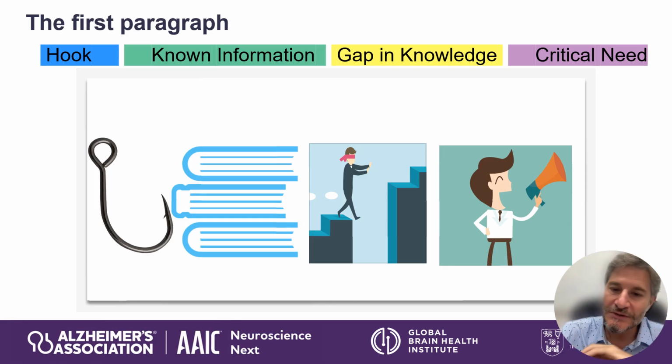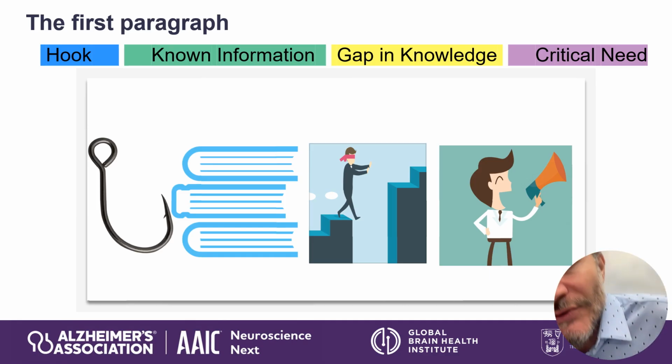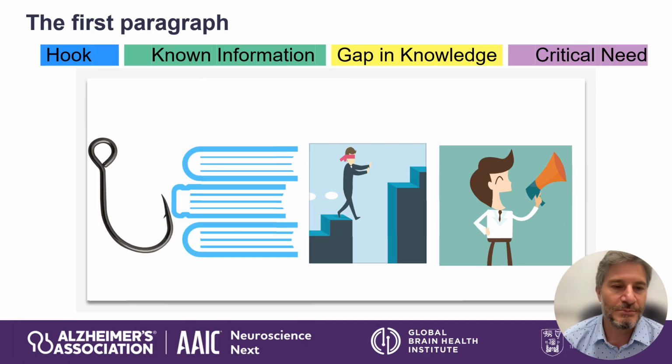These gaps are not the general gaps of the field. They are only the gaps that you are going to address in your aim, in your grant. This is essential. And then you can summarize why this is so important, right? So these four components of the first paragraph are essential.